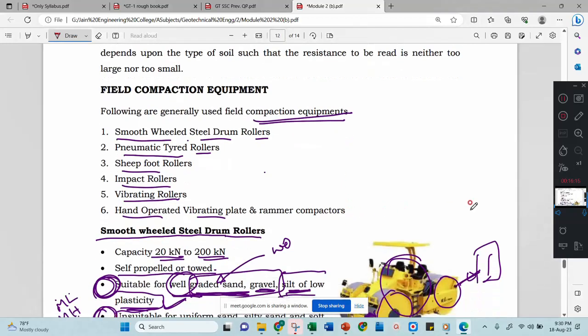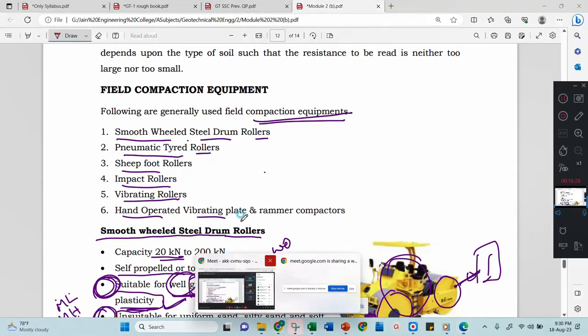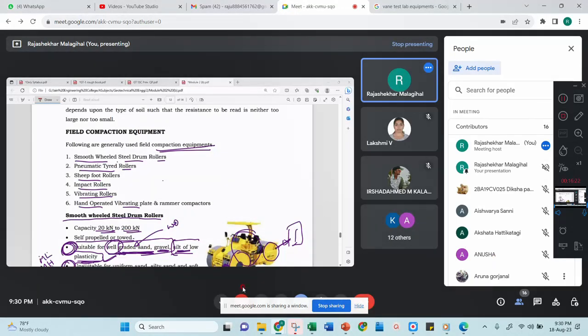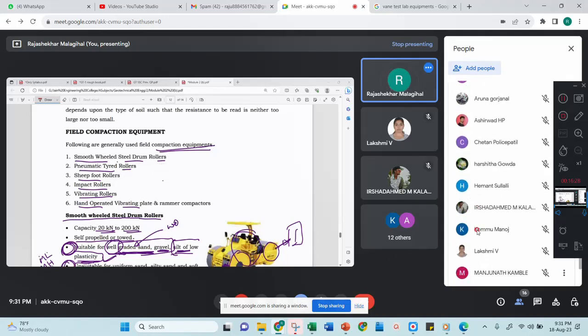Over. Any doubt? Compaction chapter completes here. Do you have any doubts?